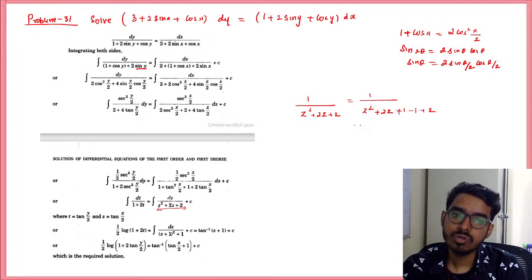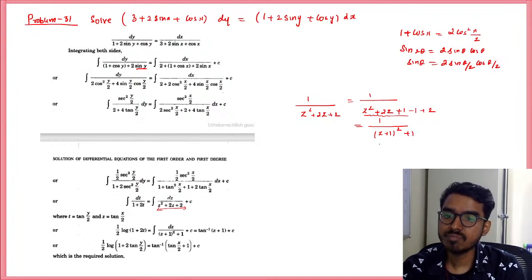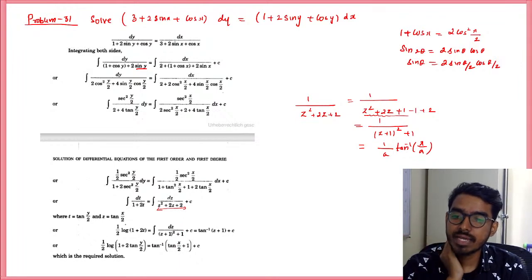Already we have 2. So if I combine these three terms, this will be z plus 1 whole square, and 2 minus 1 is 1. So 1 by x square plus a square is 1 by a tan inverse of x by a. So x is z plus 1, a is 1, right? So make use of that formula, and then you replace z to be equal to tan x by 2, right?